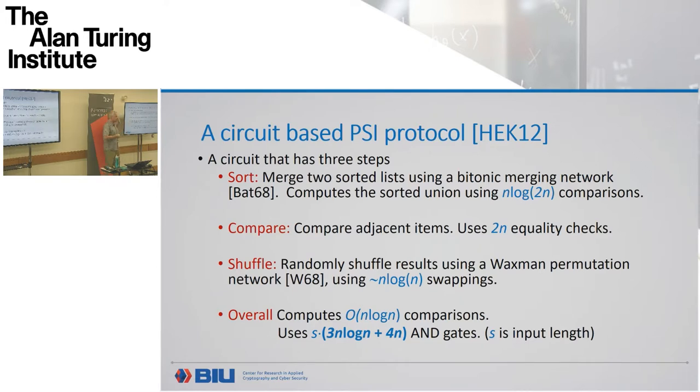So now all we have to do is go through the list, compare each two adjacent items, and see if they're equal or not. This can be done using just 2n equality checks. Then at the end, they want to shuffle the results, because we don't want to show that there was a match, say, in the first two items that are compared. The order where the matches occur reveals something to Alice about Bob's list and vice versa. So we have to shuffle the result. This is also n log n. So everything can be done with 3n log n plus 4n comparisons, and each comparison takes s gates. So this is pretty good. This was done by Huang, Evans, and Katz.